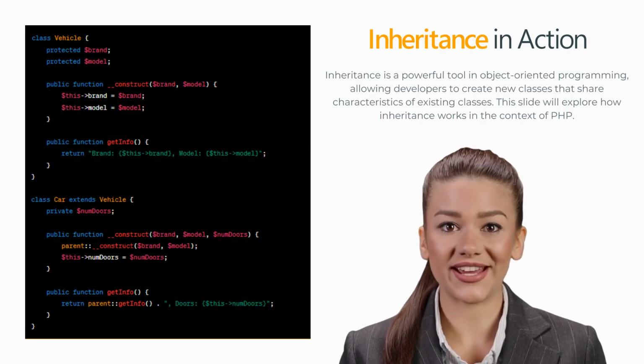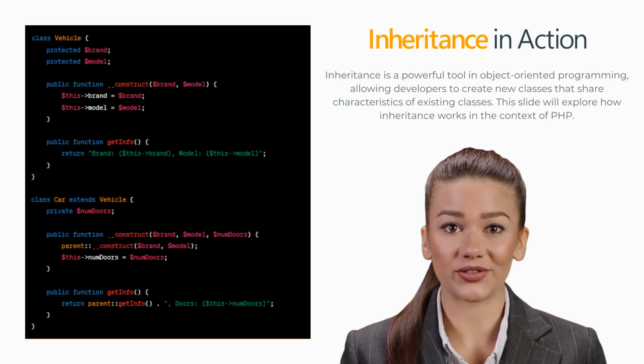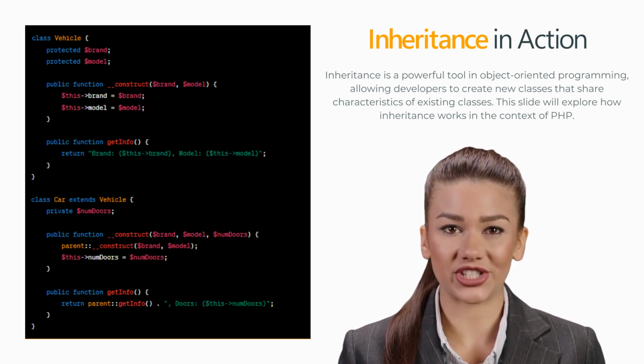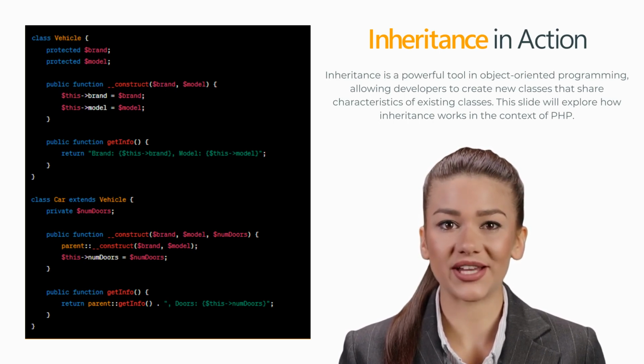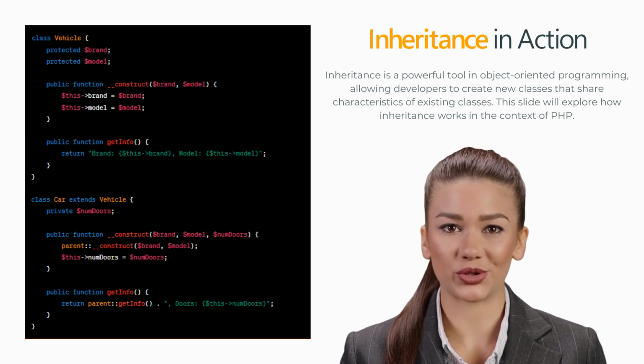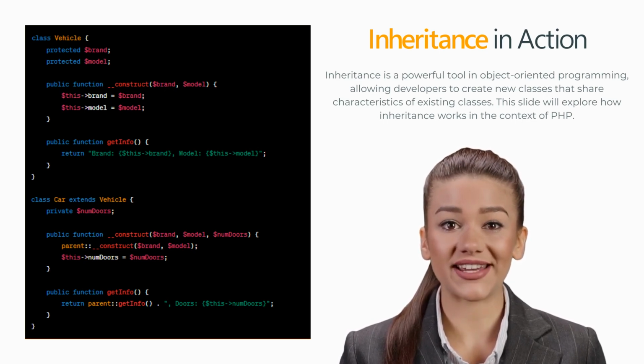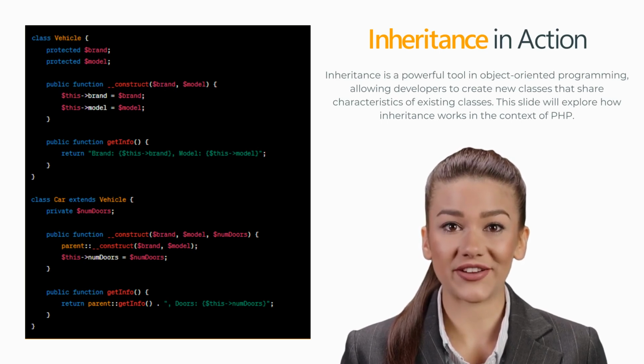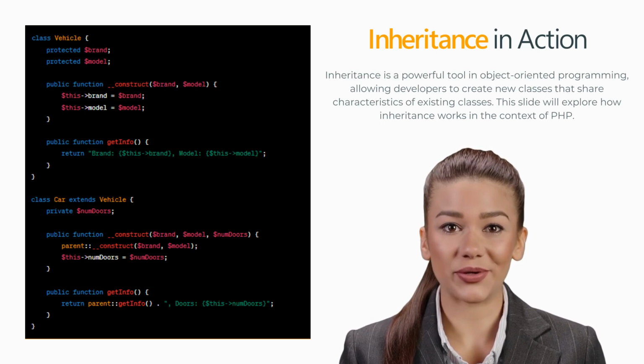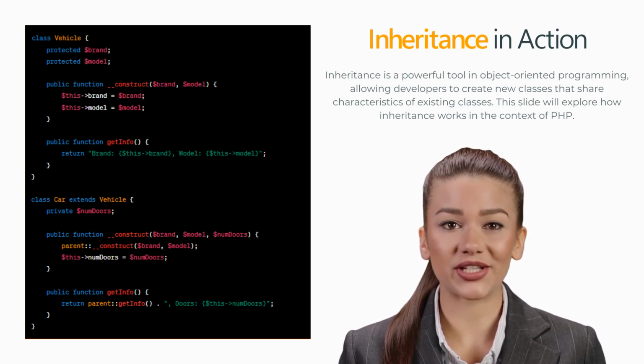The next concept is inheritance. It allows us to create new classes based on existing classes, inheriting their properties and behaviors. In PHP, we use the extends keyword to establish an inheritance relationship. Let's take a look at an example. In this example, we have a vehicle class with common properties and a method to retrieve information. The car class extends vehicle and adds a specific property and an overridden method. Through inheritance, the car class inherits the properties and behaviors of the vehicle class, allowing us to reuse code and create specialized objects.